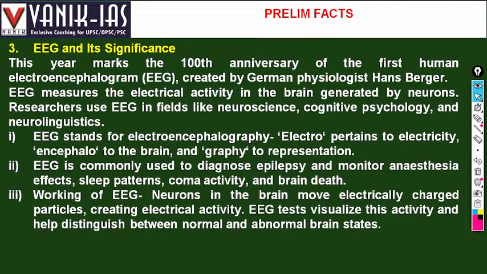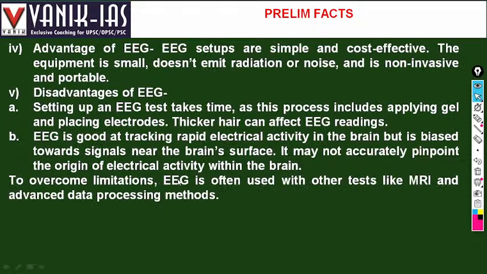EEG stands for electroencephalography: electro refers to electricity, encephalo to the brain, and graphy to the representation. EEG is commonly used to diagnose epilepsy and monitor anesthesia effects, sleep patterns, coma activity, and brain death. Working of the EEG: neurons in the brain move electrically charged particles, creating electrical activity. EEG tests visualize this activity and help distinguish between normal and abnormal brain states.